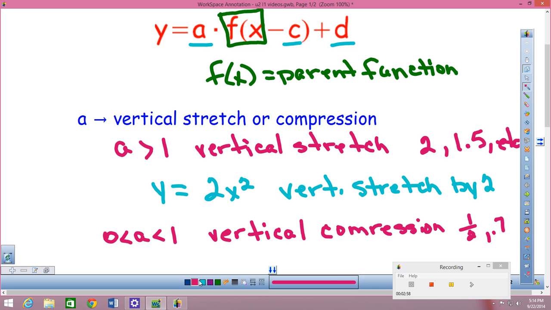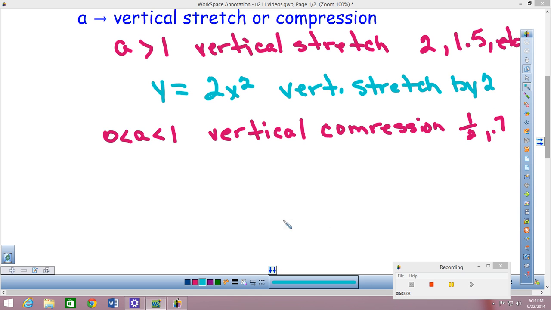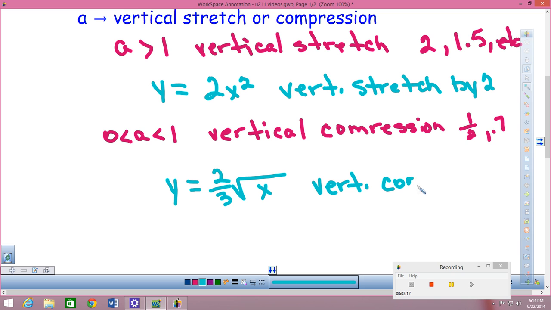An example of that with a function, let's do the square root function. Let's say that I've got y equal to 2/3 square root of x. Okay, that is a vertical compression. I'm abbreviating here. It's a vertical compression by a factor of 2/3. In other words, it's 2/3 the height that it used to be.